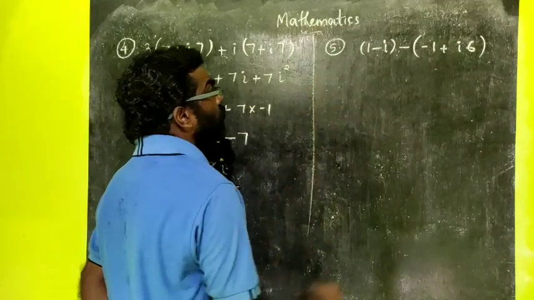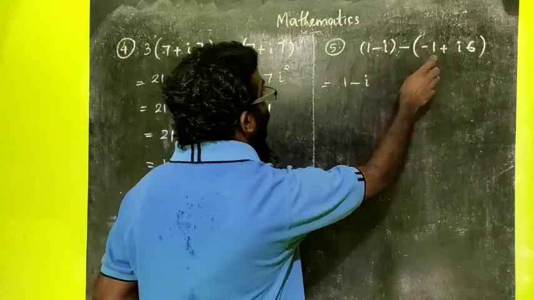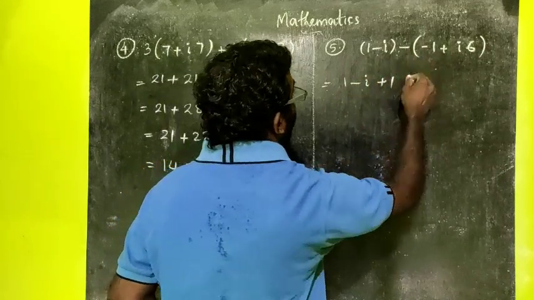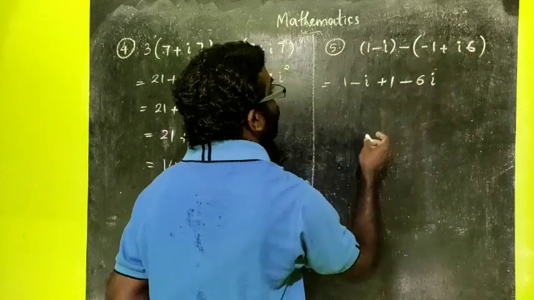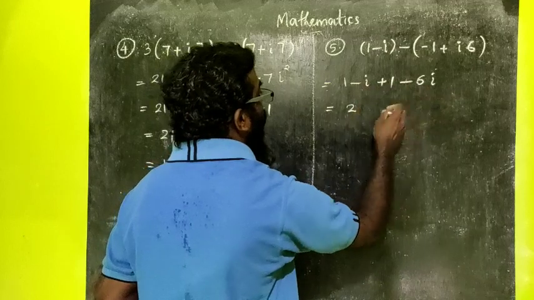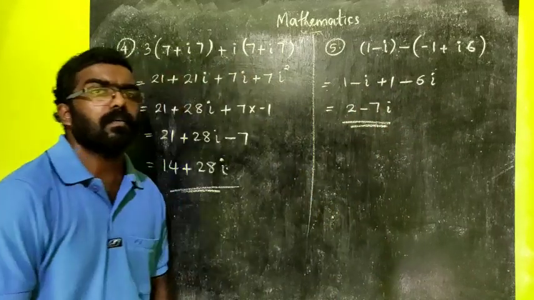Okay. And in the fifth one, 1 minus i minus of 1 minus i. Here we can remove the bracket. Minus into minus plus. Plus 1 minus into plus minus 6i. 1 plus 1 is 2. Minus i minus 6i, that is minus 7i. Clear?